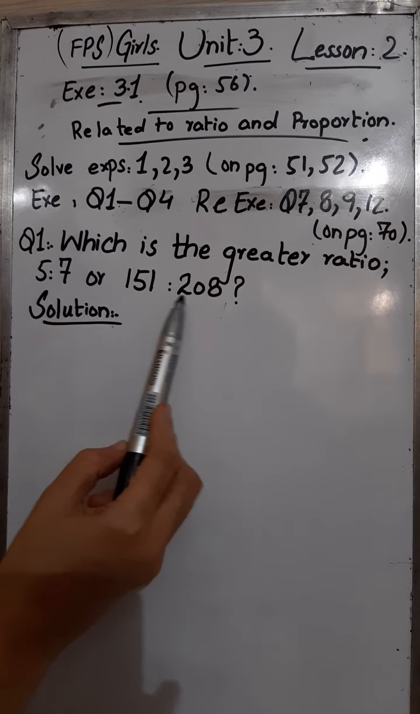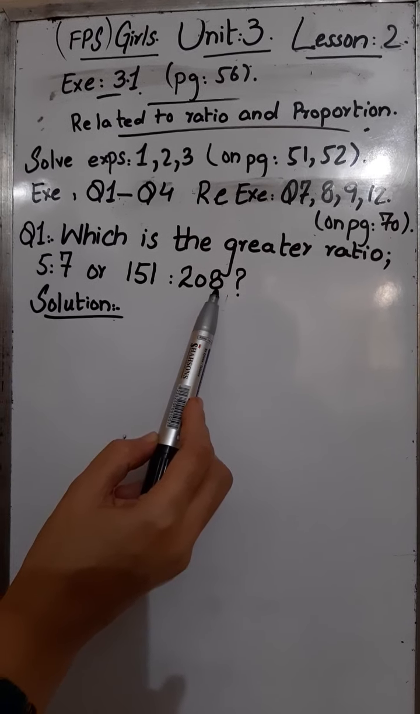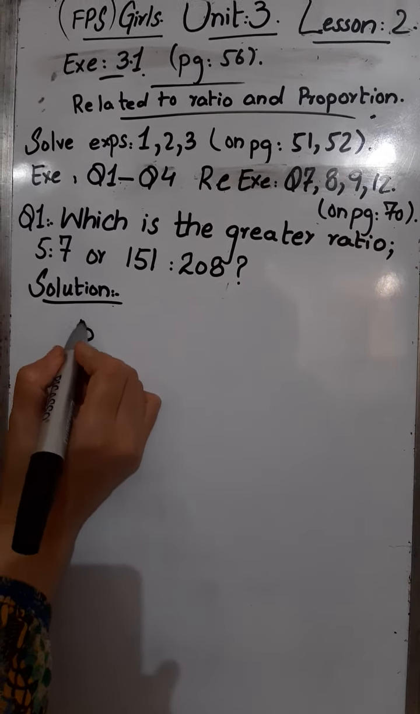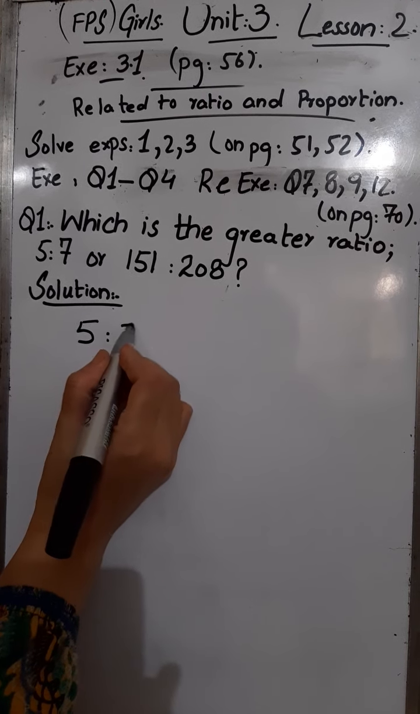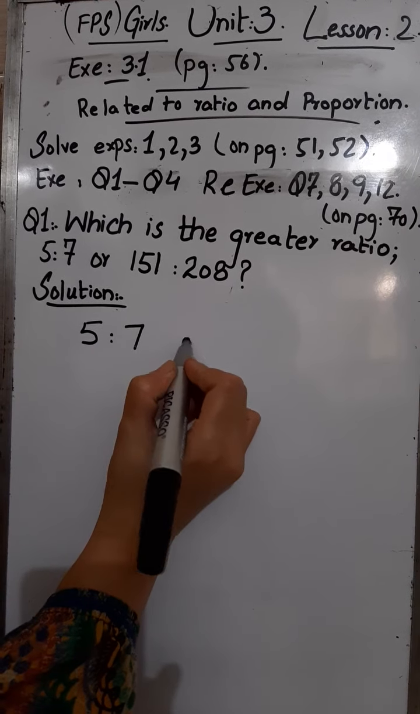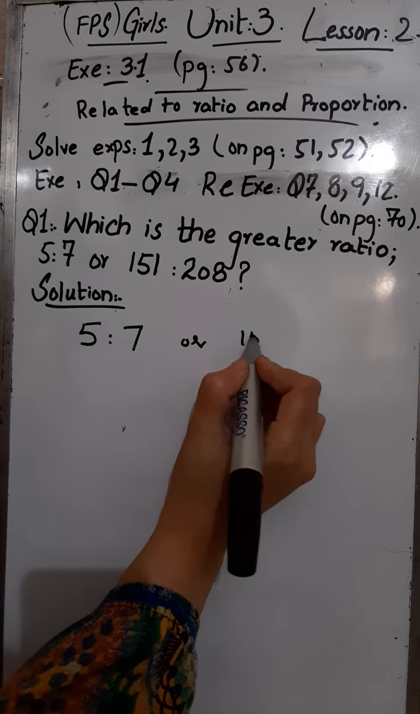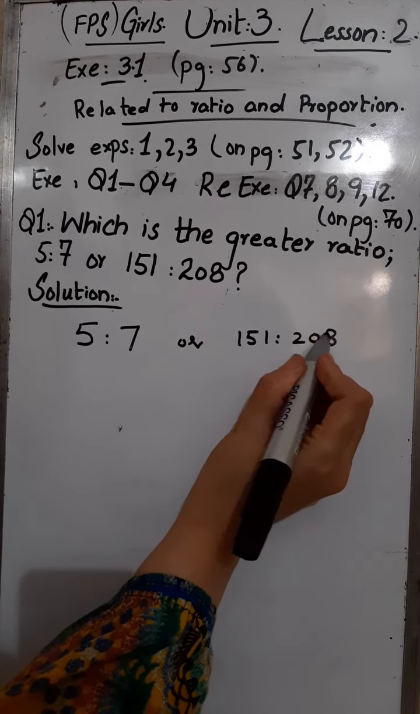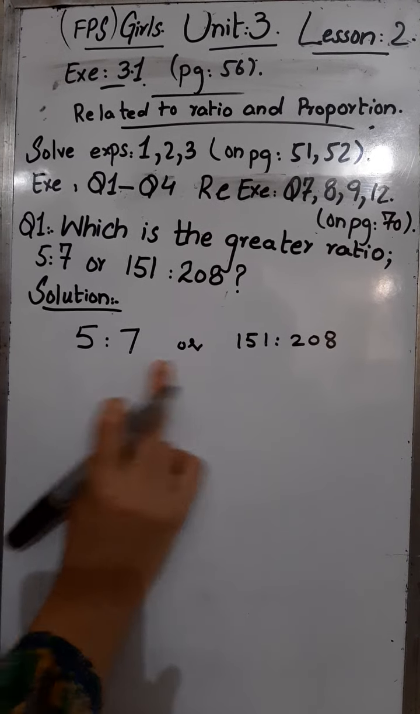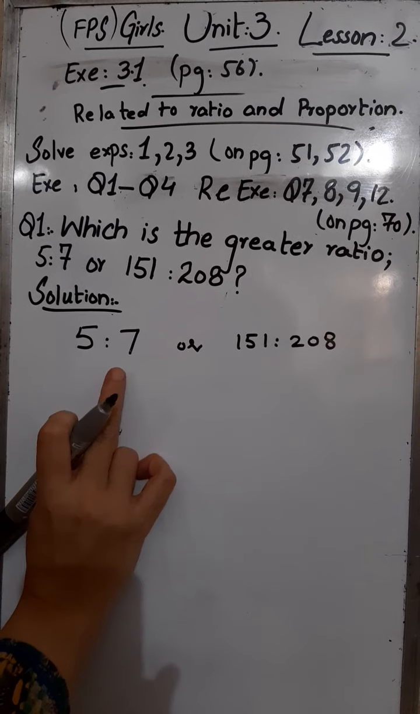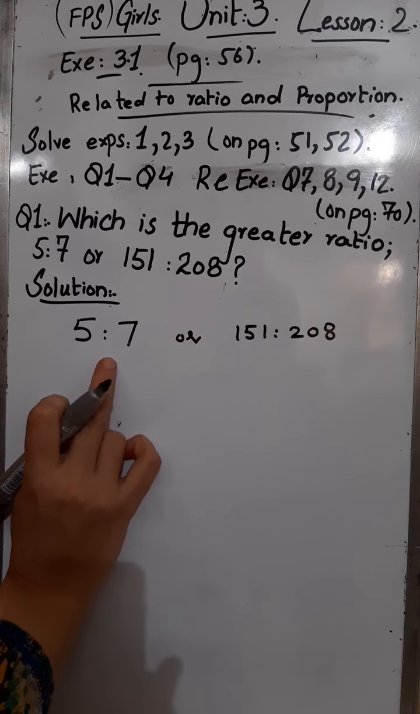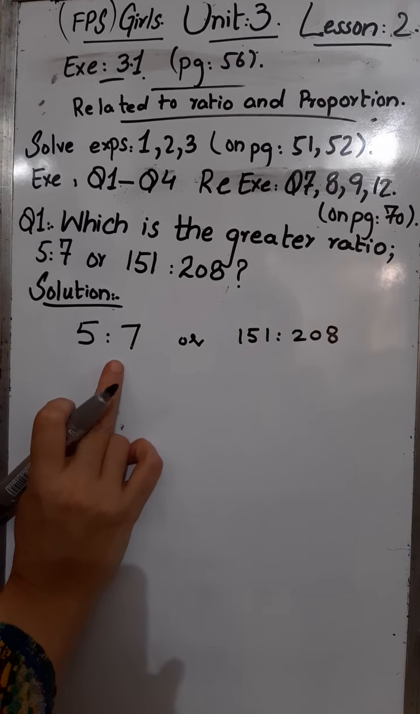5:7 or 151:208? Now in this question, first of all, we will write down the given ratio, that is 5:7 or 151:208. Now, when we compare two ratios and check which one is the greater, we will have to write them down in the simplest form or lowest form.